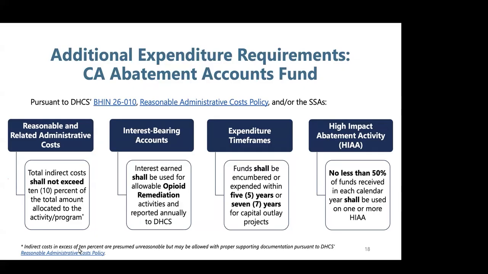There are expenditure timeframes as well for the Abatement Accounts Fund. Generally, it's 5 years from the date of receipt, or 7 years specifically for capital outlay projects. And then we keep talking about these high impact abatement activities, but we will go into them. But effectively, no less than 50% of funds received in each calendar year shall be used on one or more high impact abatement activity. Next slide.